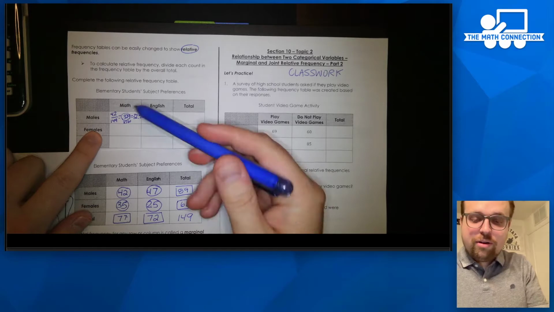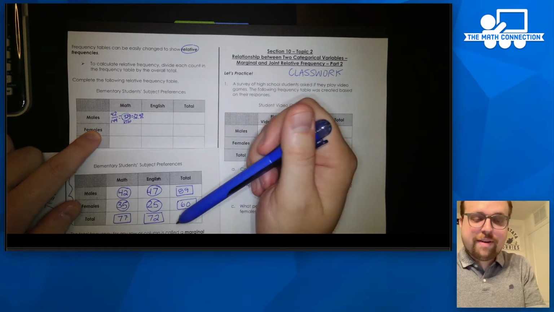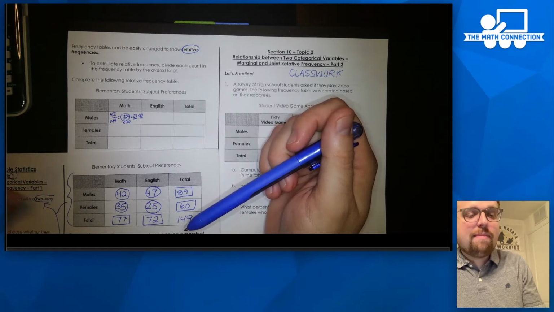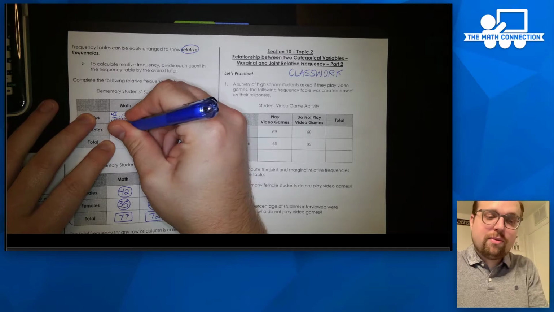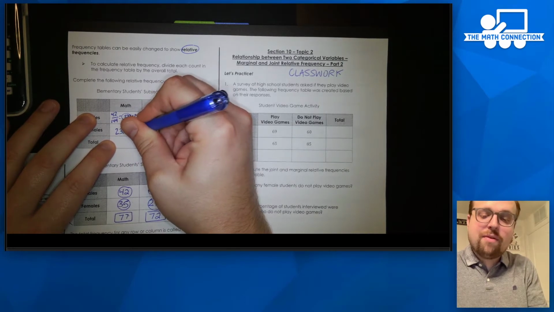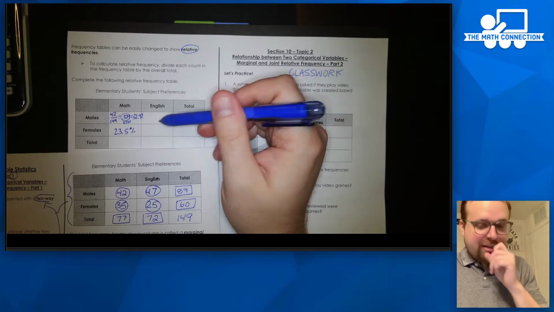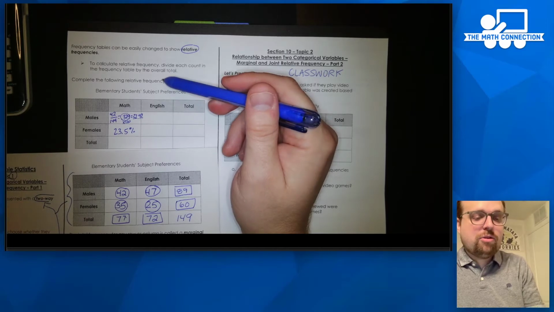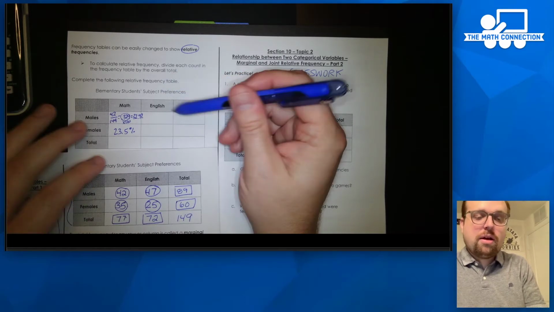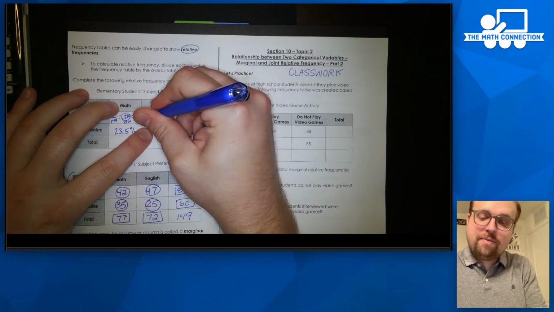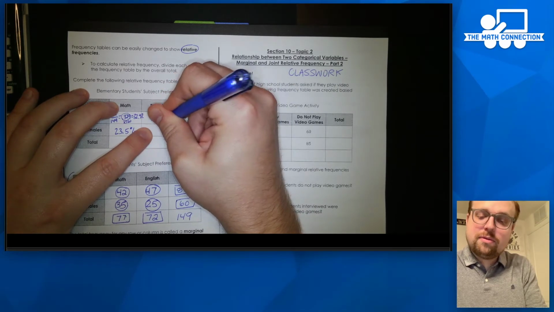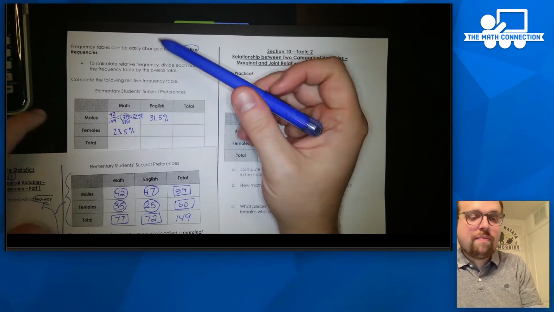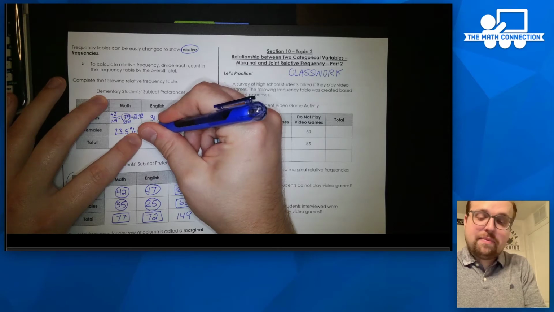So let's do the female one who liked math. Female students who liked math was 35 out of 149. And we take that value that we got and multiply it by 100, and we get 23.5. I'm rounding here, of course. And then we can do males who preferred English. That was 47 divided by 149. Oops, I did that wrong. 149. Okay, and that's going to be 31.5. And then we need to do females who preferred English, which was 25 out of 149. So 16.8.